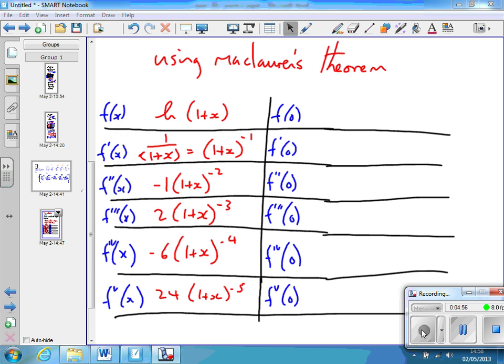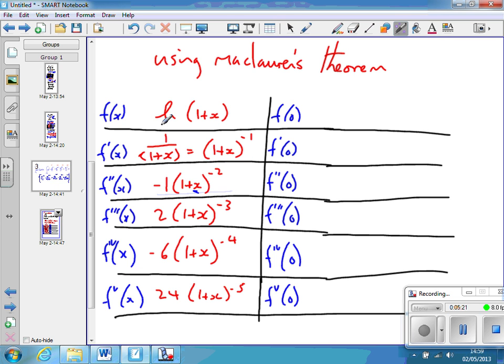Now, what we're really interested in is what the values of these differentials are when x equals 0, because these are the numbers that go into the Maclaurin series. So we just take each of these, 1 plus x to the minus 1, minus 1 times 1 plus x to the minus 2, and so on, and let x equal 0 and work out what the answer is.